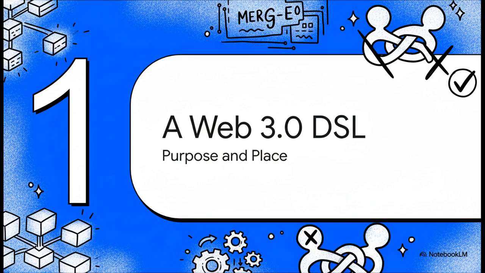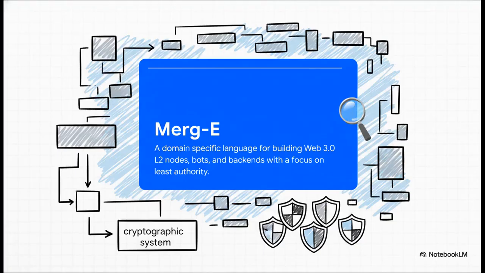First up, what exactly is Merg-E, and maybe more importantly, what specific problem was it built to solve? At its heart, Merg-E is a really specialized tool. It's for building secure Layer 2 components, things like nodes, bots, and backends that need to talk to cryptographic systems. Think of it as the secure glue for stuff sitting on top of blockchains like CoinsDance. It is absolutely not trying to be the next Python or TypeScript. Its scope is deliberately, and I mean aggressively, narrow.